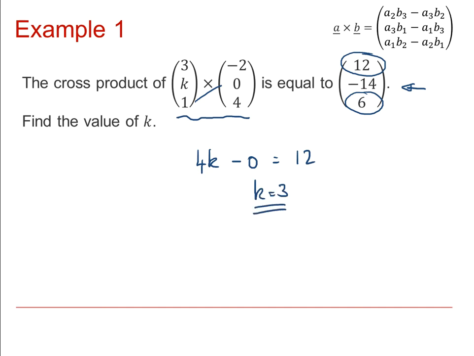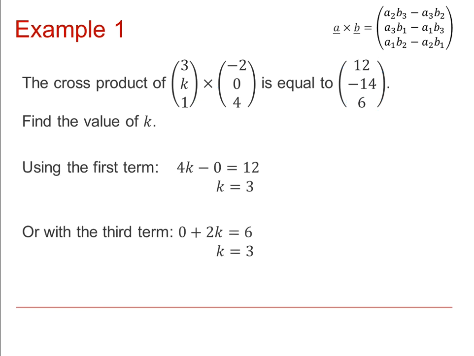You could check for yourselves that using the third element, 6, would also give you a value of 3. And there's the answer just to compare with your own working. So here the third element comes from line 1 multiplied by 2, so we've got 3 multiplied by 0, and then minus negative 2 multiplied by k, giving the plus 2k there.